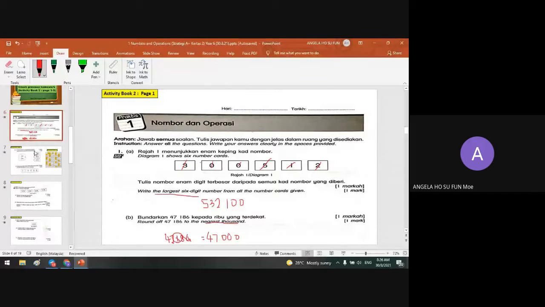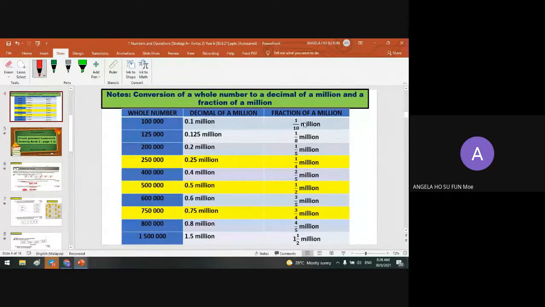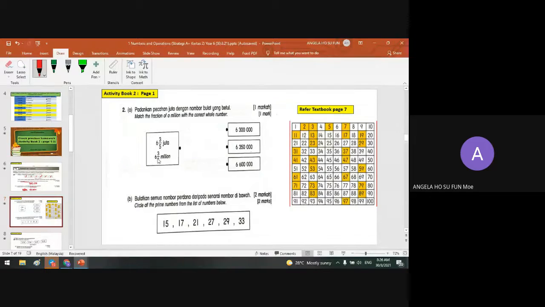Right. So next, question number 2. Look at this question number 2 here. 3 over 5 million. As you know already just now, 3 over 5 million equals 600,000. So from here, this 6 represents the whole number, 6 million, and this 3 over 5 million will become 600,000. So you are going to circle the line from this dotted line here, and match it: 6 million and 600,000.